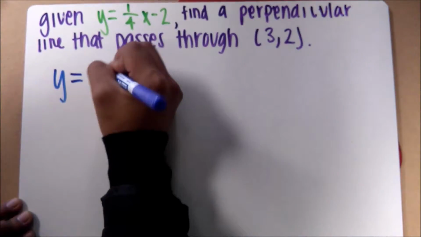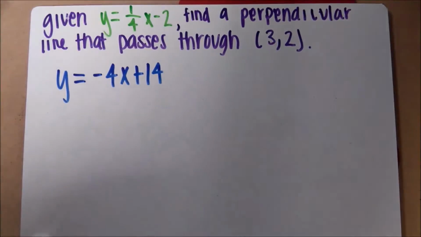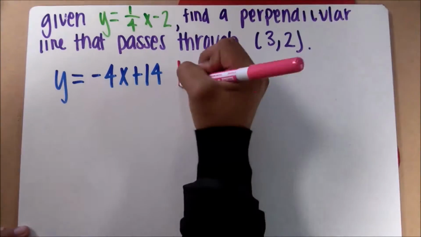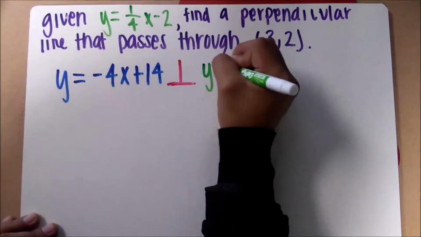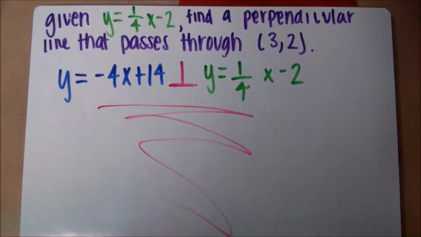You now have the slope-intercept form. This then gets you a line perpendicular to y equals 1 over 4x minus 2, which is y equals negative 4x plus 14.